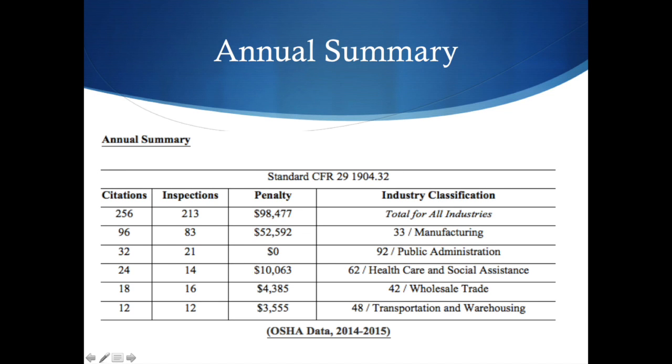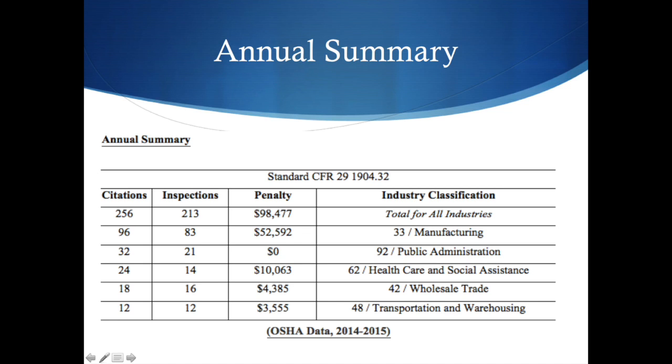With a total of 256 citations over 213 inspections, there seems to be an issue at hand that is costing all organizations a combined cost of $98,000 a year, with manufacturing ranking highest again at a cost of $52,000 for 96 citations. There is a major need for a culture change in this industry to make safety a priority along with production.